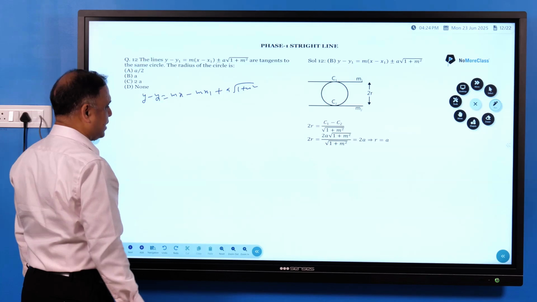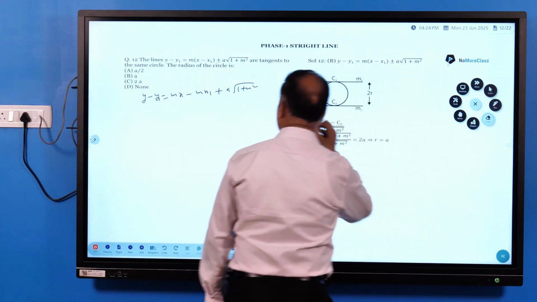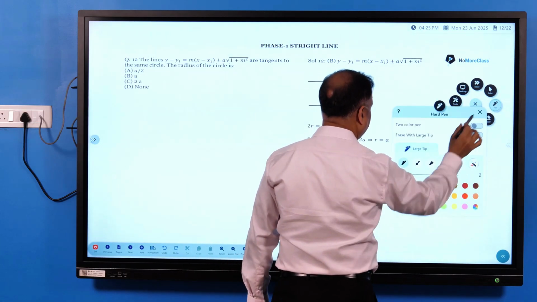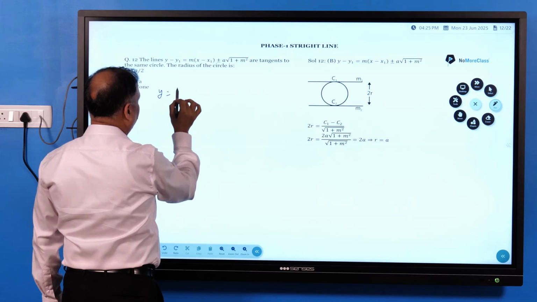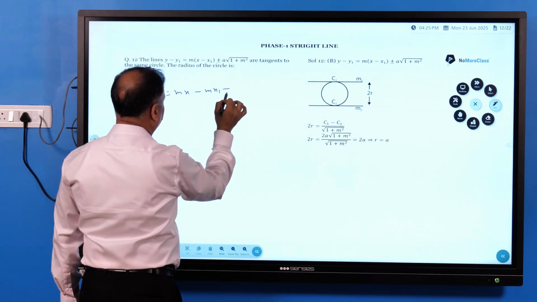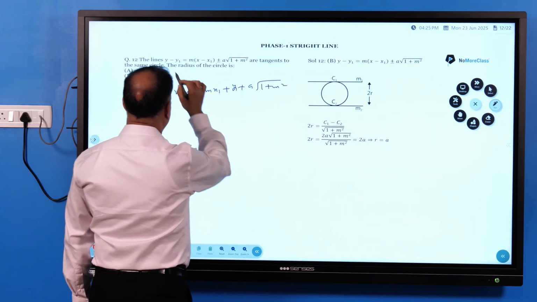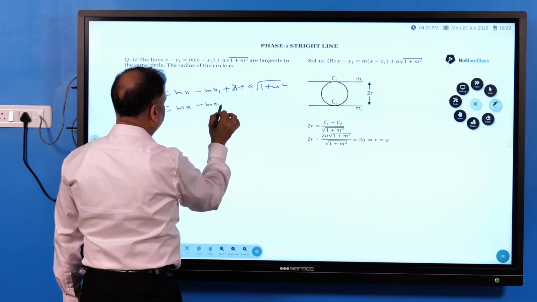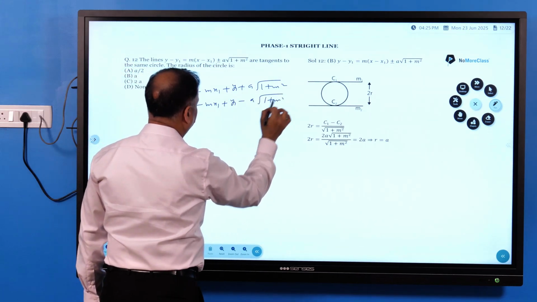Also I can transfer y1 to that side. So in a better, simpler form, this equation I can write as: y is equal to mx minus mx1 plus y1 plus a under root 1 plus m square, and another equation will be y is equal to mx minus mx1 plus y1 minus a under root 1 plus m square.